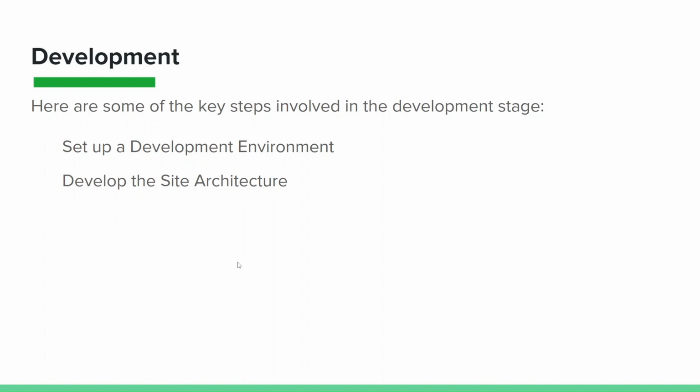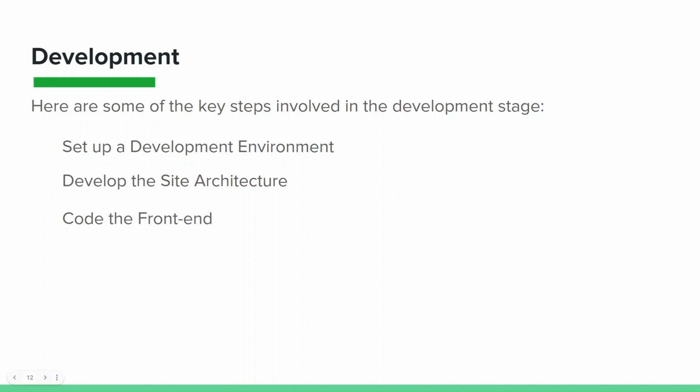Next thing then you want to develop is the site architecture. Once the development environment is set up, it's time to begin developing the site architecture, and this just means creating the necessary files and folders and determining the overall site structure and deciding how the site will be organized and navigated.